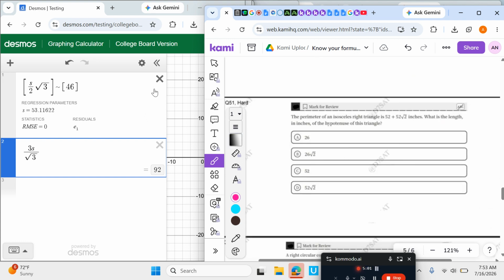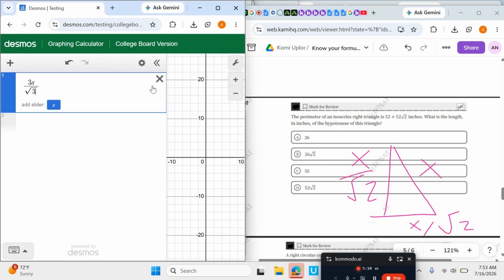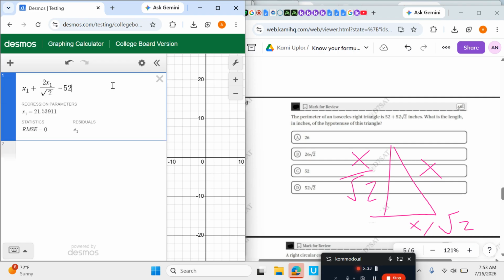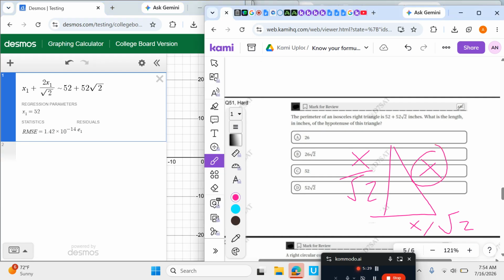Again, guys, here's a really easy way to do this one. We're going to call this x over root 2, x over root 2, because I already have the hypotenuse the way I want it. So that's the easiest way to do it. So x plus 2x over square root 2, because I'm adding both of them. That's going to be equal to 52 plus 52 square root 2. I'm done. My answer is hypotenuse is x, so it's 52. You see how easy we're making this, guys?